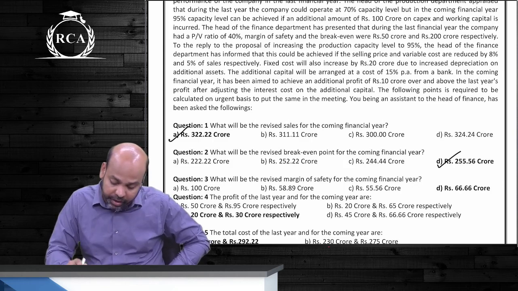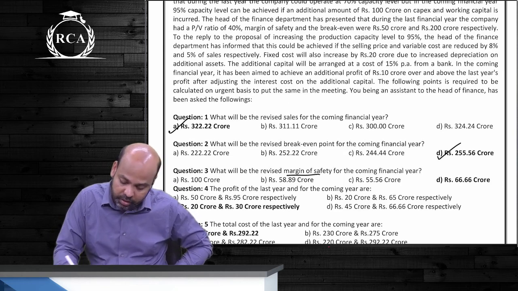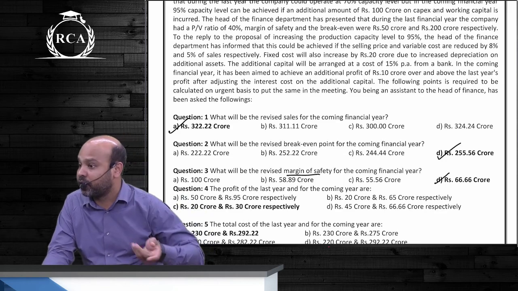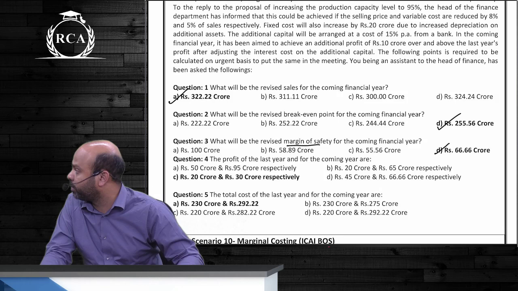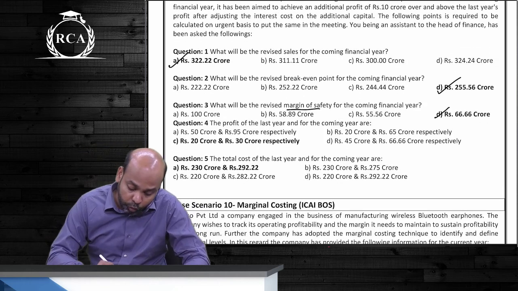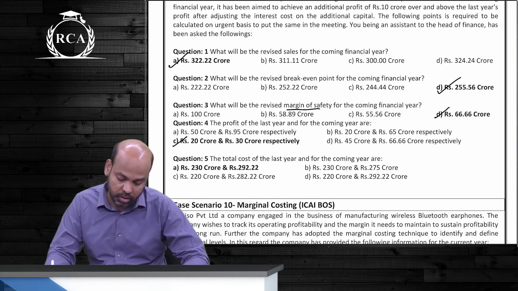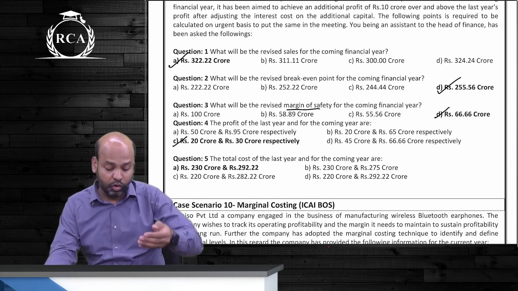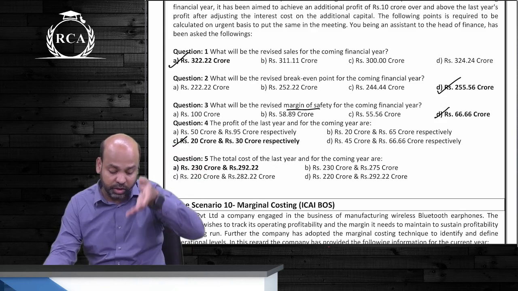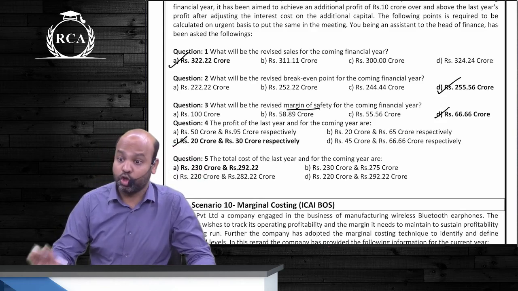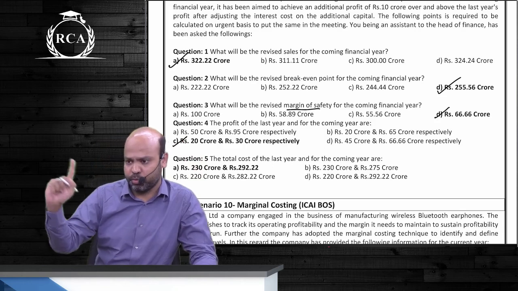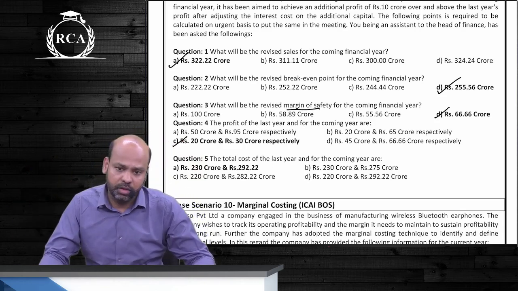The difference between these two, won't that become the margin of safety for the coming year? Difference between total sales and break-even sales, won't that be margin of safety? What was the profit of last year? Current year? Total cost: once you know profit and total sales, won't the difference be total cost? Total sales minus profit is total cost. That is variable cost plus fixed cost.